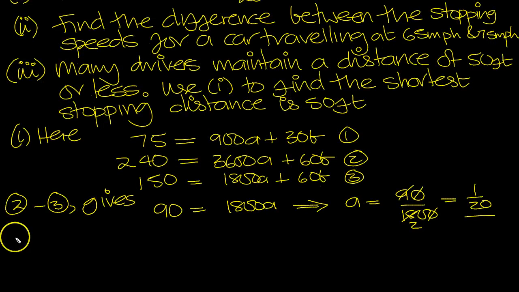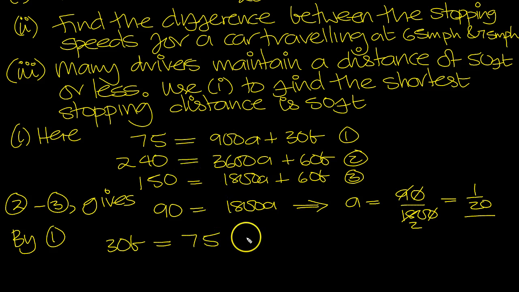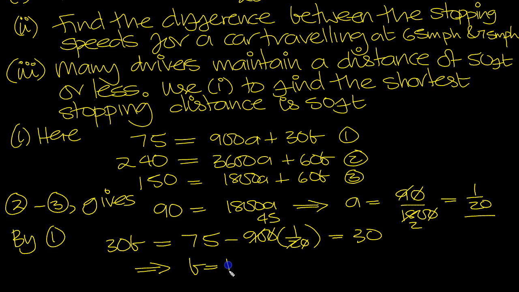So b by 1, b then, 30b say, is 75 minus the 900a, and a is 1 over 20, so let's put it in straight away. And then it's 90 over 2, which is 45. 75 take 45 is 30. So therefore b will equal 1, won't it? Move the 30 from times to divide here, and 30 over 30 is 1.